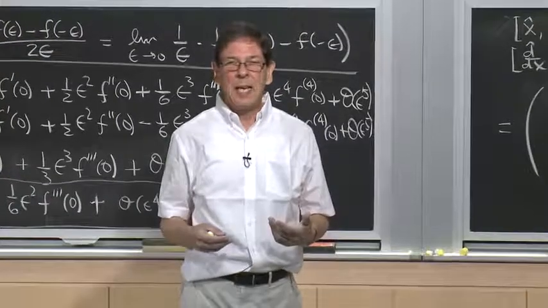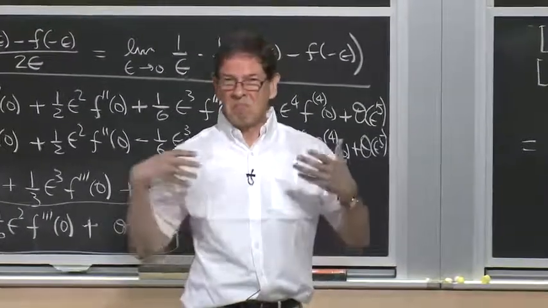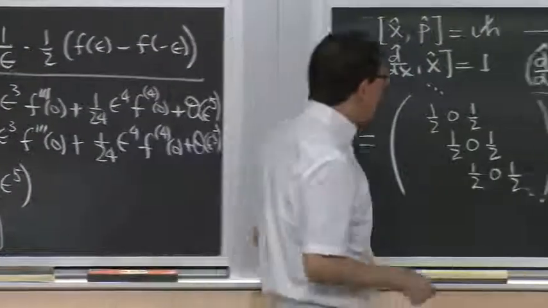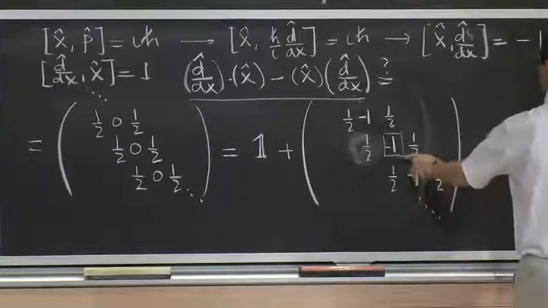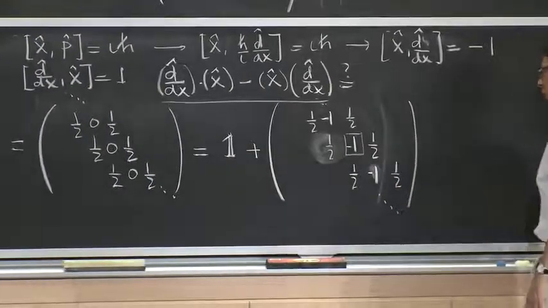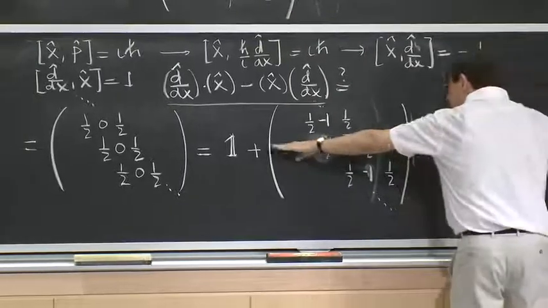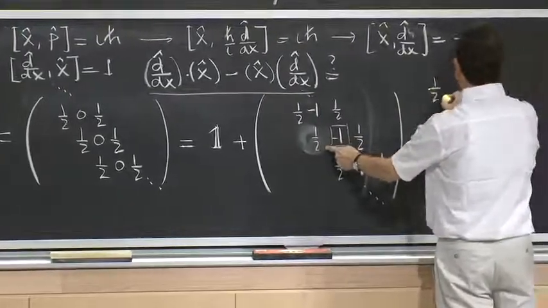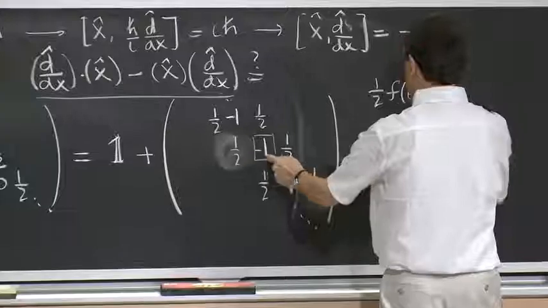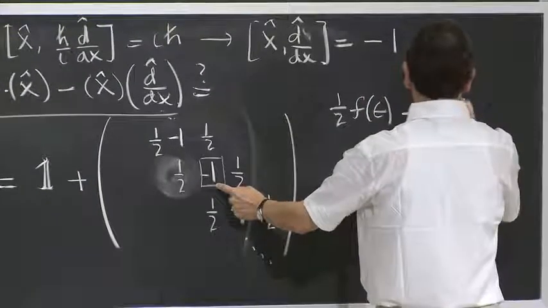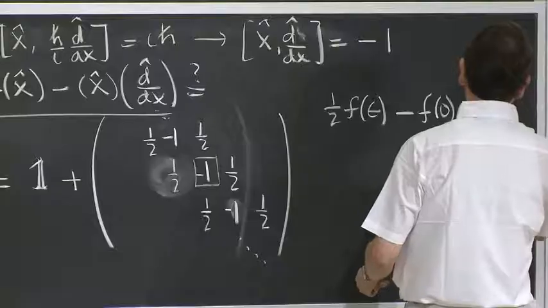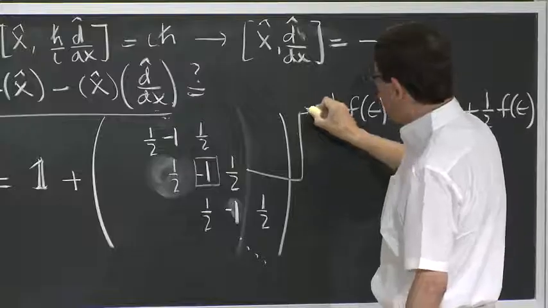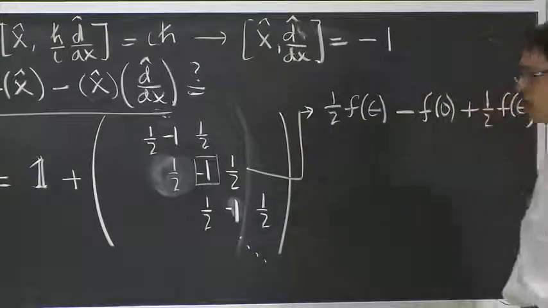And what you will see is that it really doesn't do much, and in the spirit of this calculation, we will be able to ignore it. So what does this matrix do when you're acting on a function? So consider the middle row here. It would give you 1/2 of f of epsilon minus f of 0 plus 1/2 f of epsilon. This is what this row would give you acting on a function.